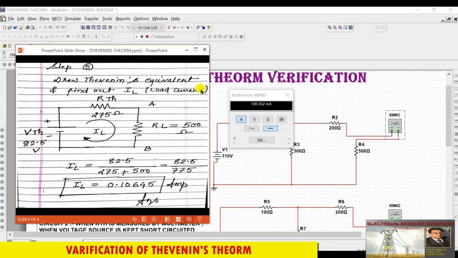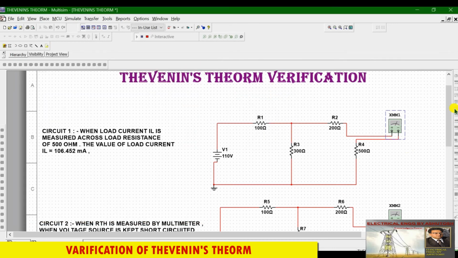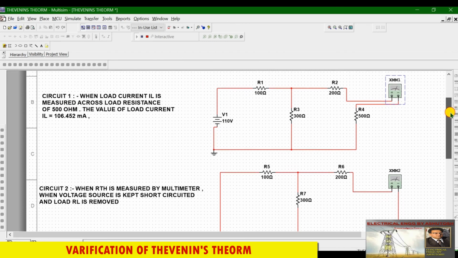We have solved manually, so we get IL equal to this, and now we have connected the ammeter in series with the load, and it is telling us 106.452 milliampere. Now see next. This is our circuit 1. When load current IL is measured across load resistance of 500 ohm, the value of load current is this. So this is verified, this is correct. Now we will move further to our next circuit.